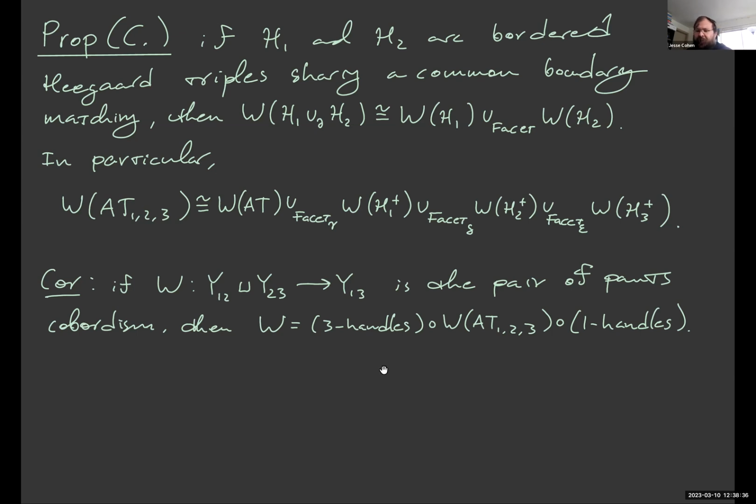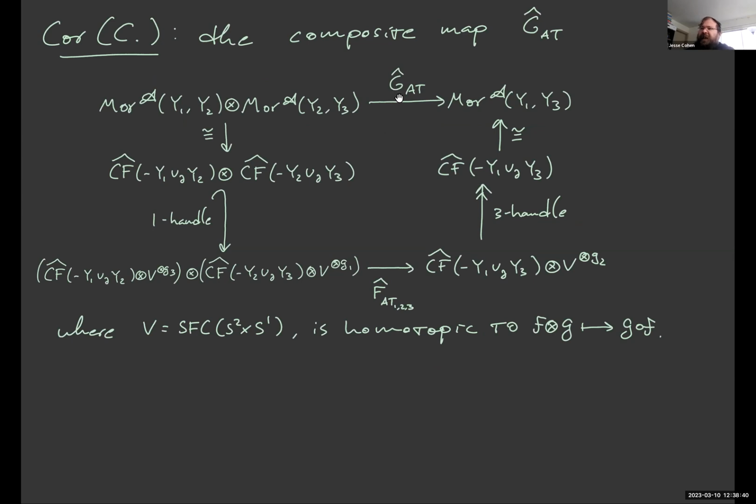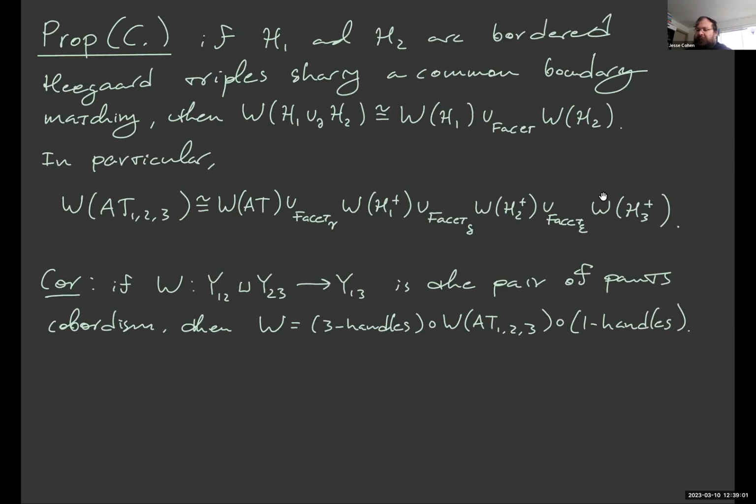But this is actually good because we claimed that G hat AT is homotopic to the composition map. And G hat AT was the map associated to AT123 pre-composed with a 1-handle map and post-composed with a 3-handle map. And it's exactly the 1-handle map and 3-handle map corresponding to the 3-handles here and the 1-handles here.